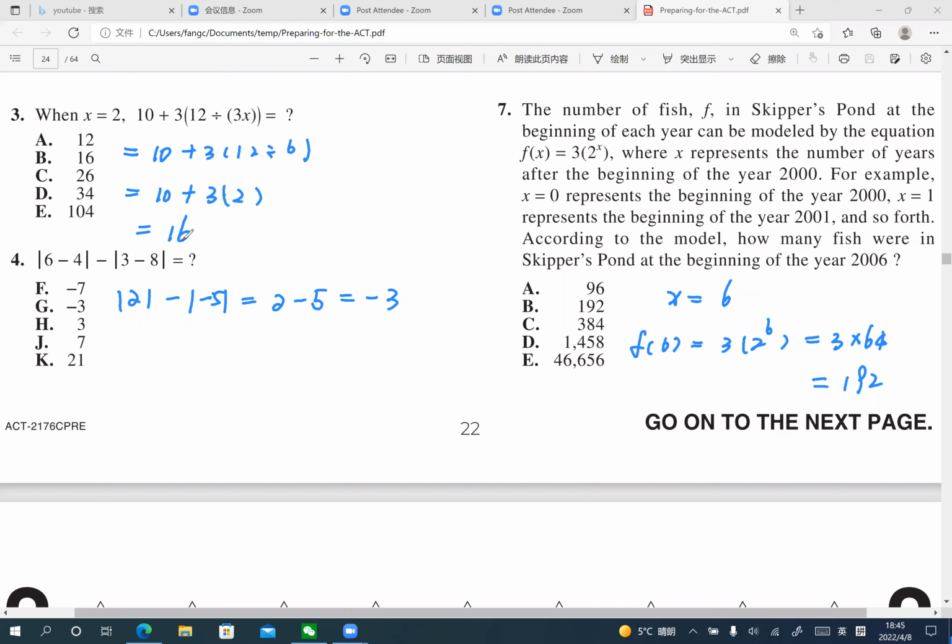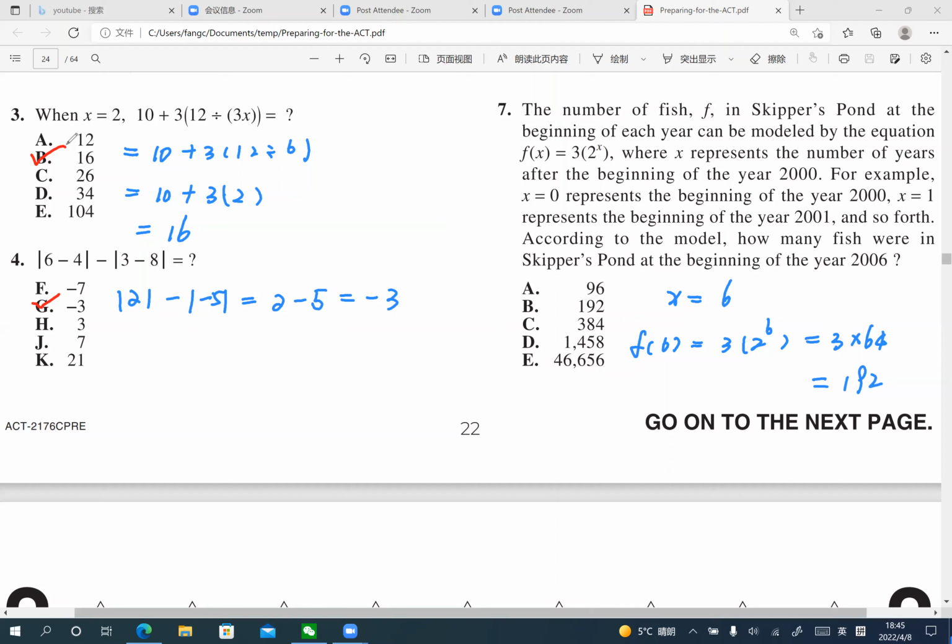Question 4. The absolute value of 6 minus 4 is 2. And the absolute value of 3 minus 8 is positive 5. So 2 minus 5 equals negative 3. So question 4, we should choose option J. Question 3, we choose option B.